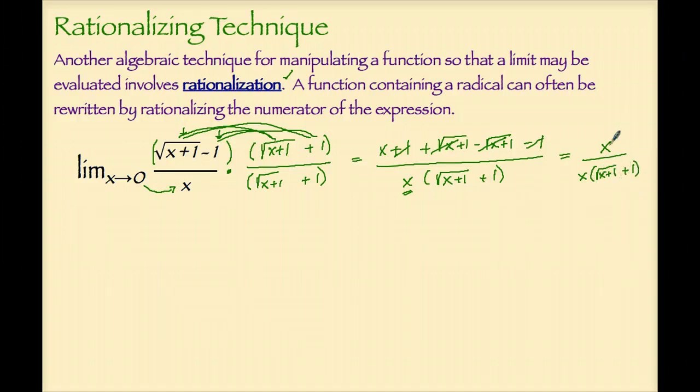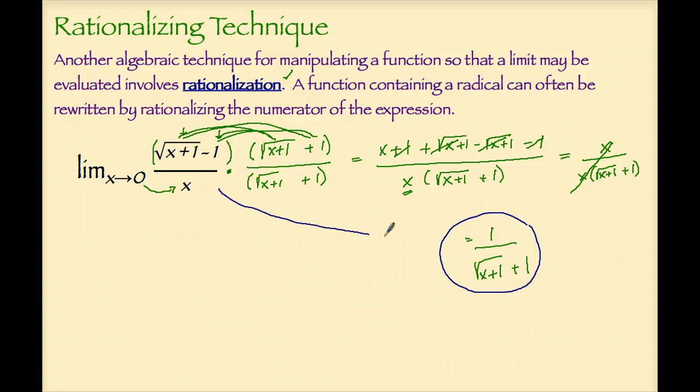How fortuitous, because now we can cancel those x's, which leaves this simplified expression. We have 1 over the square root of x plus 1, plus 1. Now, let's try to evaluate the limit of this equivalent function. Remember, it's the same as the original, it's just in a different form.